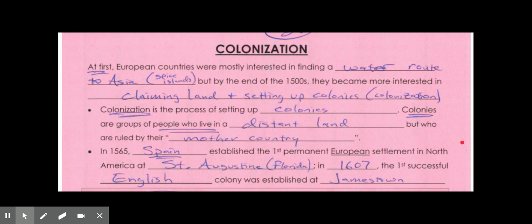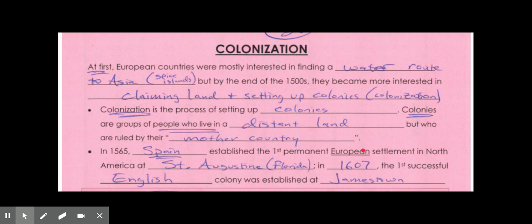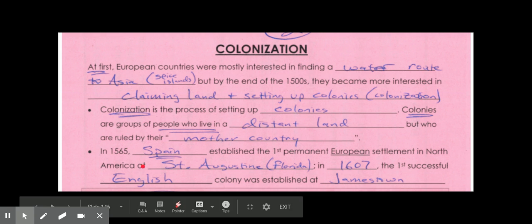The first permanent European settlement, now European means all of Europe. We will mostly focus on English settlements, but the first permanent European settlement, the one where they were planning on staying, was set up in 1565 by Spain. That was called St. Augustine, Florida. St. Augustine, Florida still exists today.